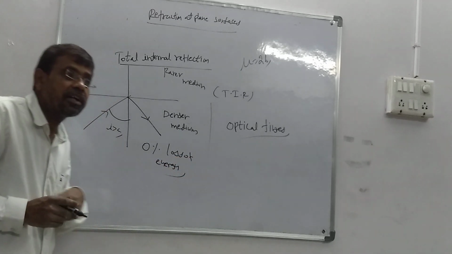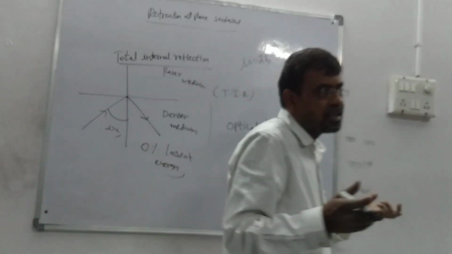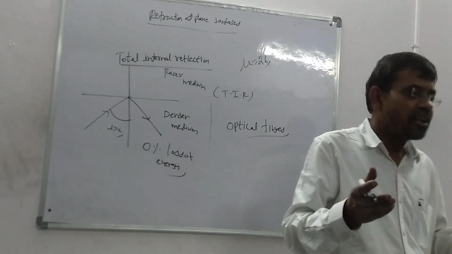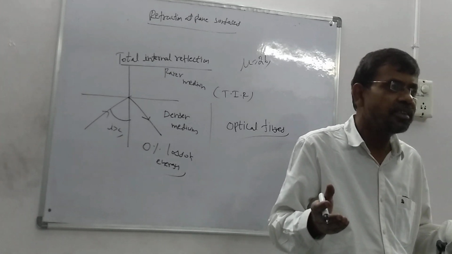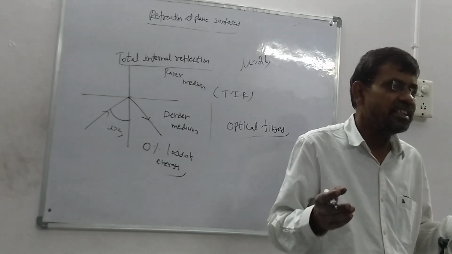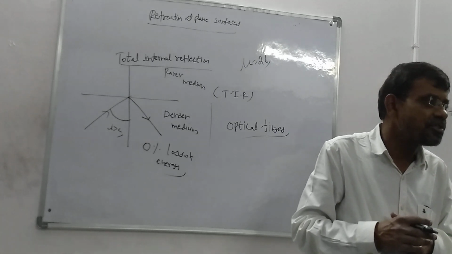Due to this only we are using this in communication systems: telecommunication cables, media cables, internet cables, every cable. What is possible? Electromagnetic transmission is possible. That must be clear. There is no loss of energy. So, what are the optical fibers using?